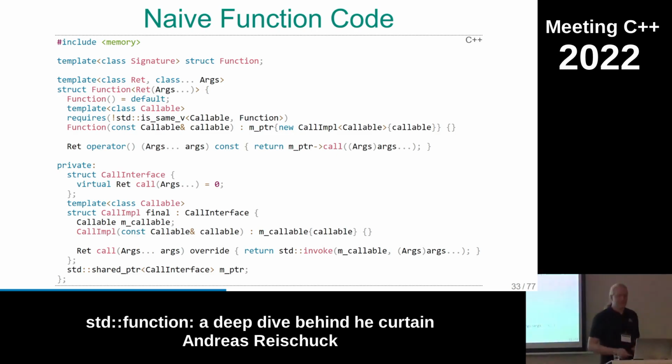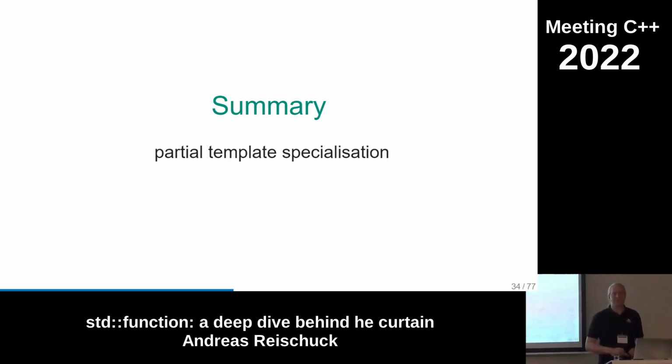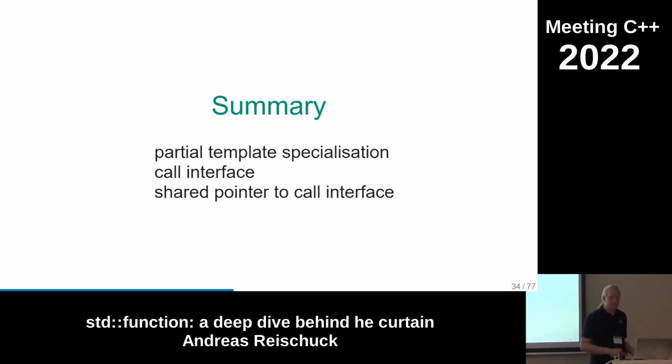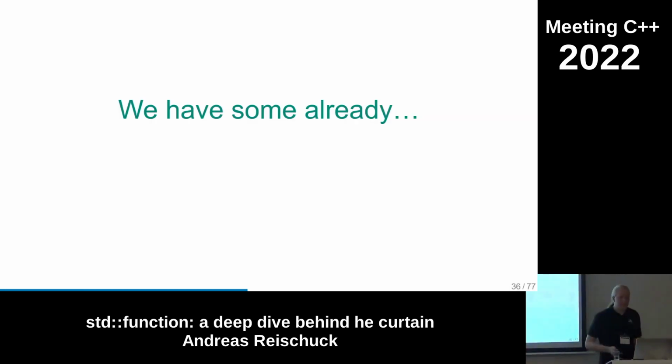Okay, if there are no questions, then let's summarize it again. So what have we done? We have used partial template specification to get one implementation of the function going. We have the call interface and a shared pointer to the call interface. And a templated implementation of this interface, so everything works together now. And there was already the question now about the standard function interface. So the question now is, what is defined in the standard that we do not yet have implemented correctly? So let's compare what we have already.